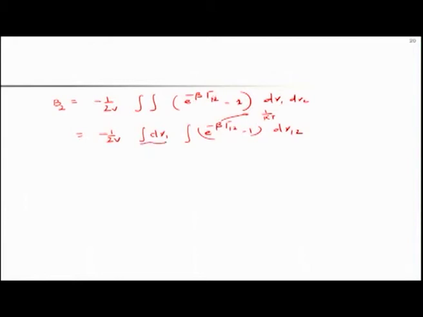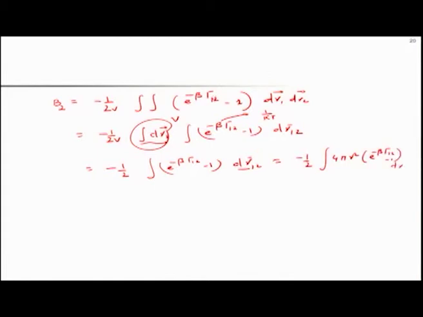Now, this is basically a vector, so if you integrate over it, you will get a volume V. So, what we have is minus 1 by 2 times the integral of e to the minus beta gamma 12 minus 1, dr12. This is a volume element in differential form. Remember, this is a vector, so this is going to be 4 pi r squared dr, times e to the minus beta gamma 12 minus 1. Now, this is in scalar form.